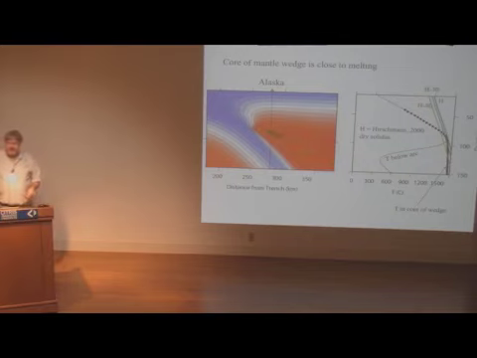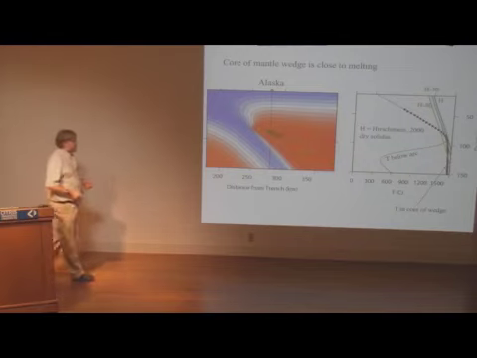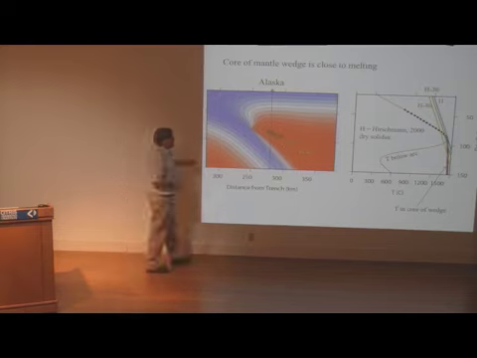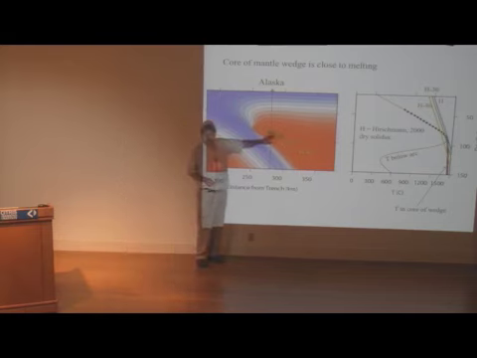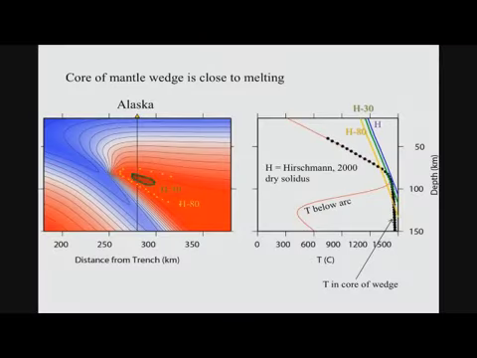Our models do predict melting. This is just an internal test. Underneath the arc, we get high temperatures, not hot enough for dry melting, but you add a little bit of water, you reduce the Hirschmann solidus by a little bit, and you create a nice little melt pocket. So that's at least an internal consistency check on that.